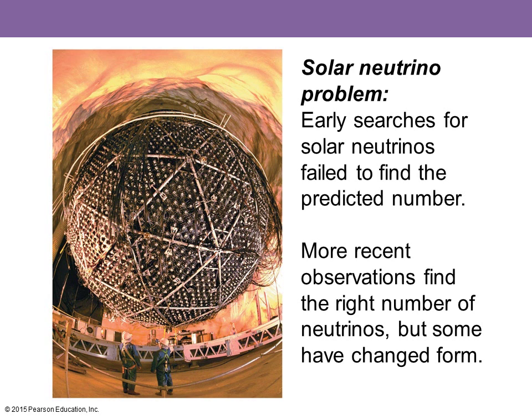In order to block out any other particles that might interfere with our measurements, early searches for solar neutrinos failed to find the predicted number that should be produced. More recent observations find the right number of neutrinos, but some have actually changed in form. This big ball sitting deep inside a mine is something that's being used to detect neutrinos. Other forms of radiation and particles would be blocked by the Earth above it, but neutrinos, being able to pass right through the Earth, could actually be detected by this device.